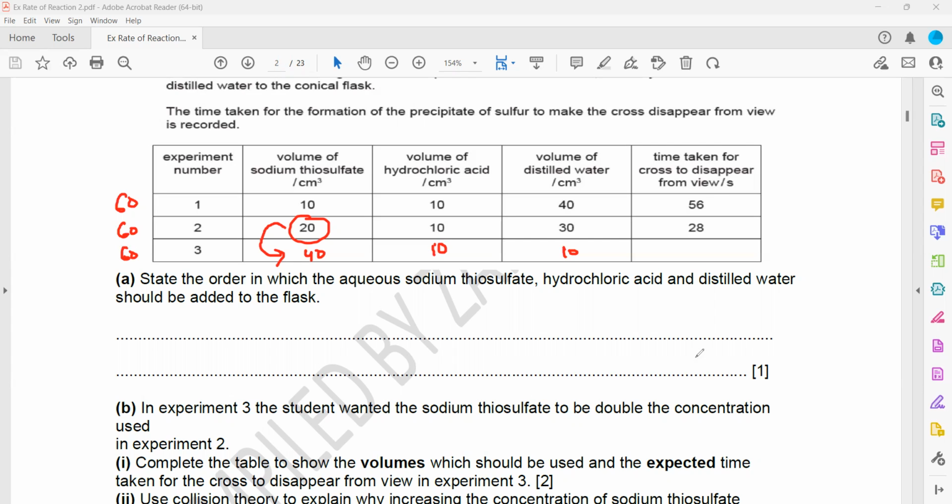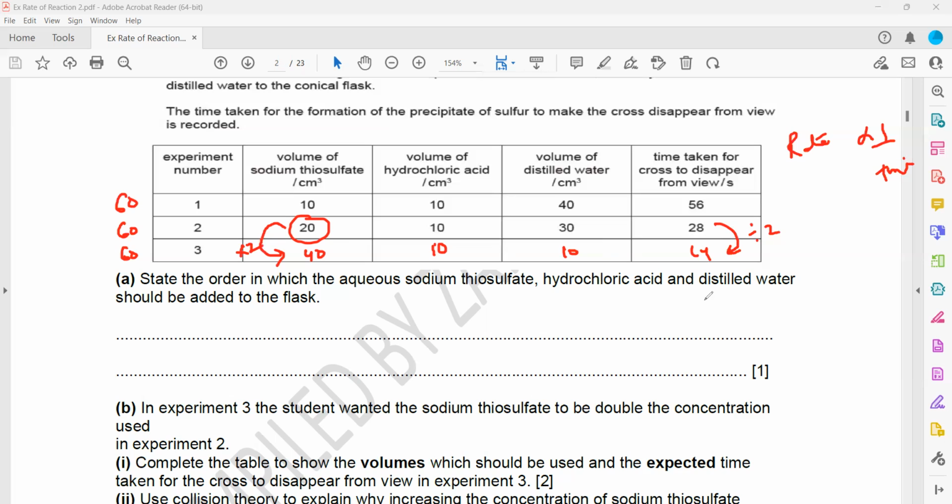And then how much time will it take for the cross to disappear? Because the rate of the reaction is inversely proportional to time interval. If we double the concentration, then the time will be half. So 20 becomes 40. If it is double, what will happen to the time? The time will be half. So it was 28, it will change to 14.